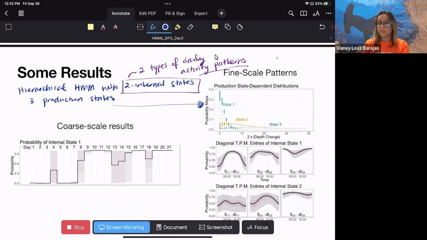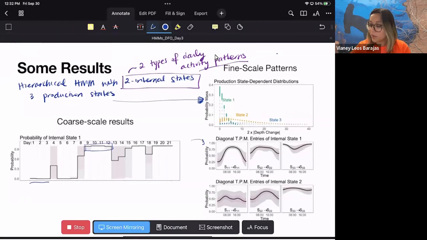And then what I was able to do is I was able to go through each of the 2021 days and assign each day to one of the 2 different types of daily activity patterns, along with plotting some of the uncertainty associated with it. So there were some days that are clearly internal state 2, other days that are more associated with one of the other patterns. And I could also look at how activity changed across time of day for some of the sharks in the different internal states.